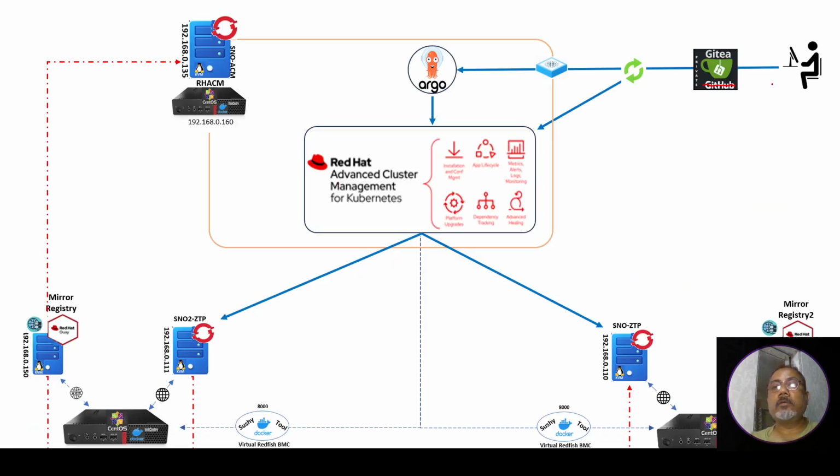So here we are going to deploy the Red Hat ACM, and from there we are going to install that ZTP SNO cluster 110 using the SUSE tool to boot up. And it takes the mirror registry from here, 150. I showed you the nslookup.